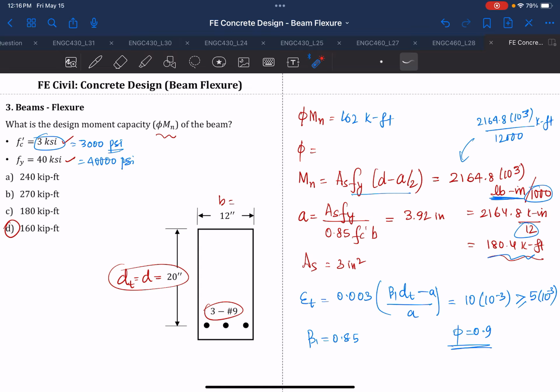If your maximum can take 180, we are not going to use 180 as your design moment capacity. We are actually going to reduce it by multiplying with phi, and we actually say that our design can take up to 162 kips feet. Okay, so in that way you provide your room of factor of safety.